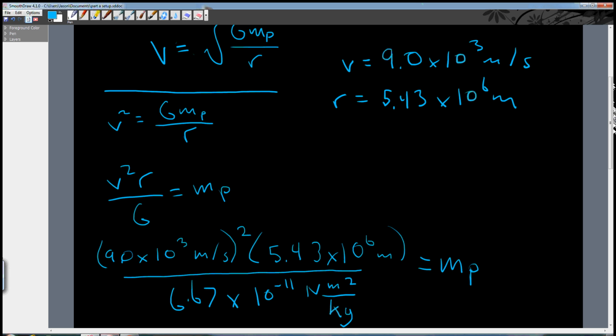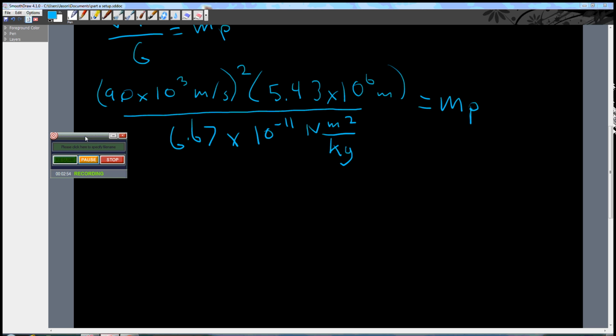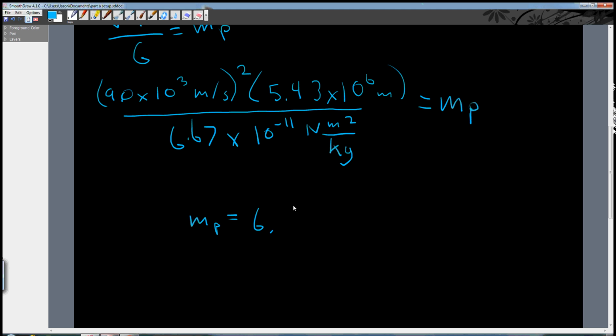Alright, I'm going to pause here and do some calculating. Alright, so the mass of our planet following these calculations comes out to be 6.594 times 10 to the 24th kilograms.